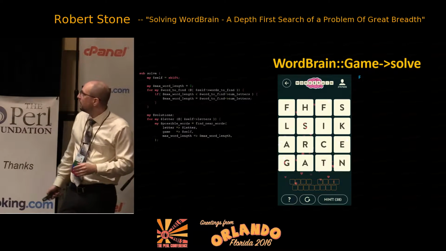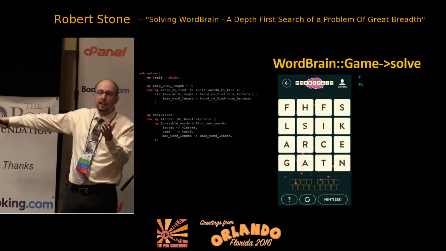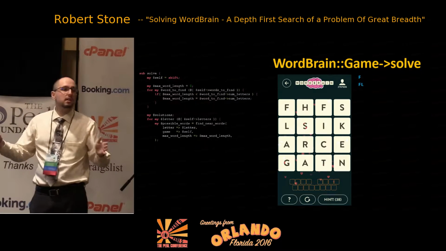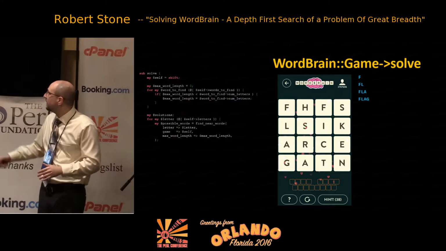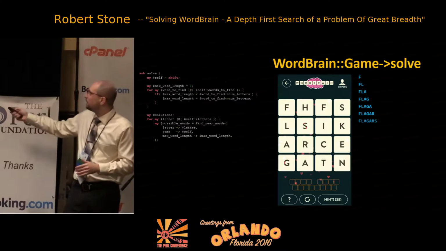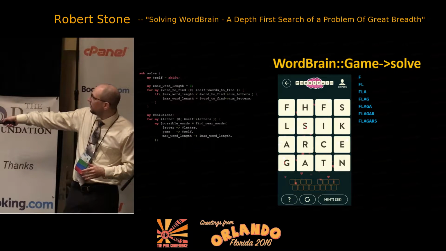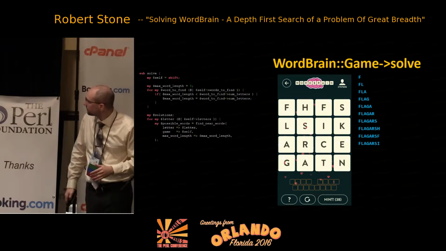We have the F. Well, first thing I could do, I could go FL. That's valid. Now, we're not talking about spell checking. Is this an actual word yet? We're just trying to build the collections of letters. So we have FL, FLA, FLAG, blah, blah, blah. So you guys see how we're doing this. FLAG, then we're going to A, R, and so on and so on.